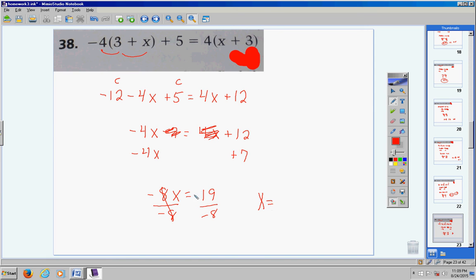X equals, you have a positive divided by a negative, that's a negative. So negative 19 over 8, or negative 2 3/8 would also be acceptable. Or you could also say negative 2.375. If you took 19 and divided it by 8, you would get 2.375.